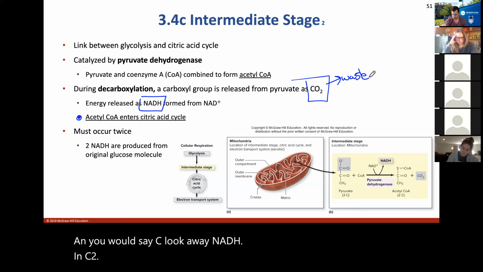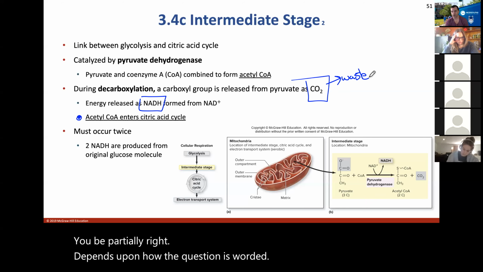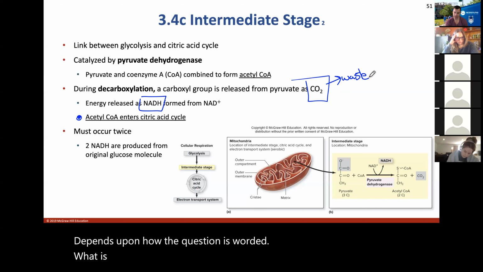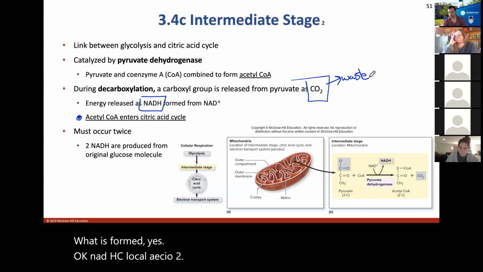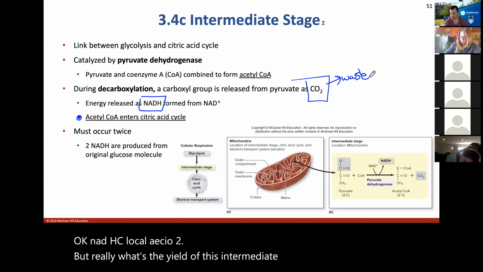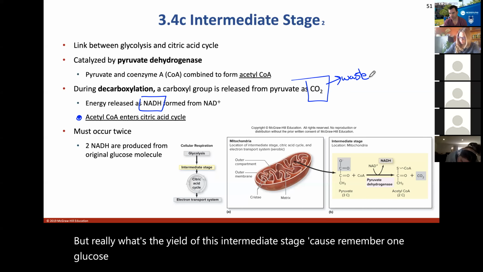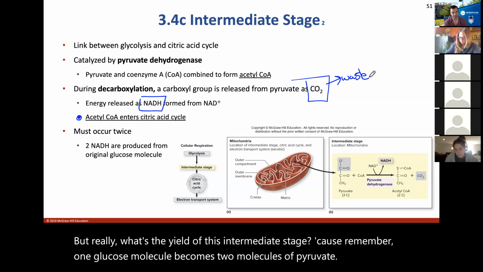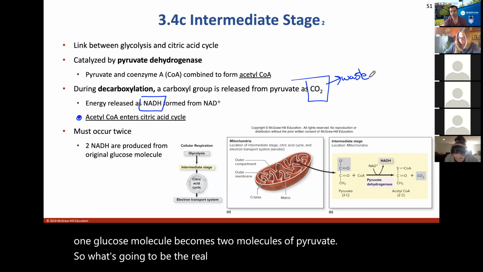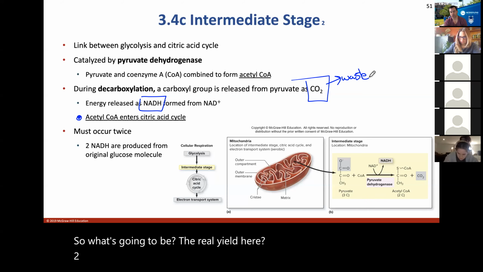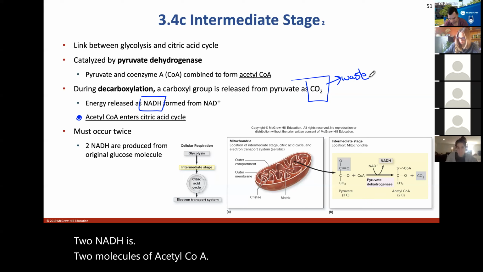You'd be partially right, depending upon how the question is worded. Okay. What is formed? Yes. Okay. NADH, acetyl-CoA, CO2. But really, what's the yield of this intermediate stage? Because remember, one glucose molecule becomes 2 molecules of pyruvate. So what's going to be the real yield here? 2 NADHs, 2 molecules of acetyl-CoA, 2 CO2s.